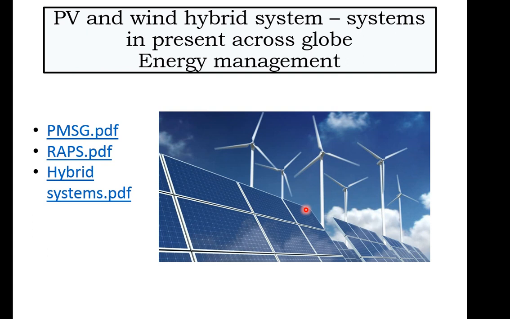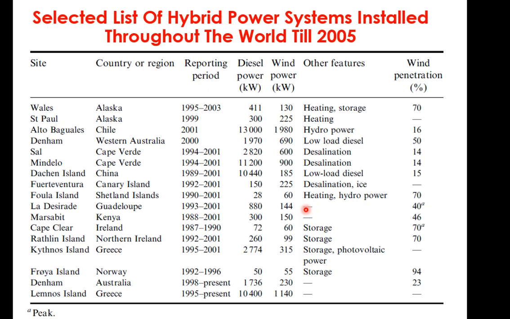Now let's talk about some critical findings of the hybrid system one by one. This is a selected list of the hybrid systems installed throughout the world till 2005. You can take this from various sources of the Bering Cloud resources. We have St. Paul, Alaska in 1999, with a diesel power of 300 kilowatt and a wind power of 225 kilowatt, with various values of wind penetration. This AA, small a, denotes the peak power rating.